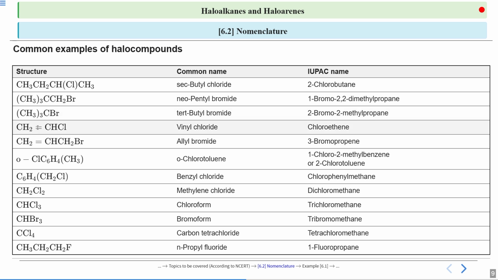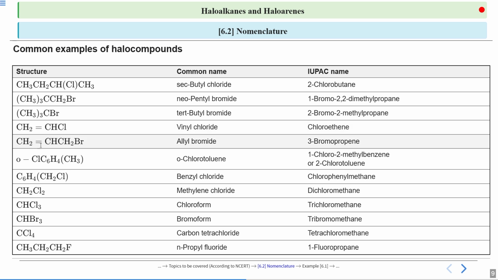Next structure is CH2=CHCl. The common name for this is vinyl chloride. Remember, we have studied vinylic compounds, where halogen is connected directly to an sp2 hybridized carbon, one of the double bond carbons. The same thing is happening here: chlorine is attached to the carbon which is in a double bond with CH2. So the common name is vinyl chloride, and the IUPAC name will be chloroethene.